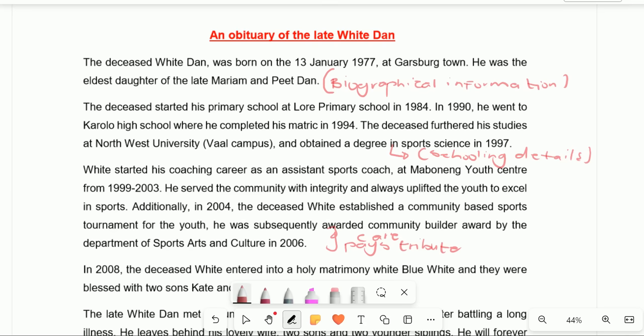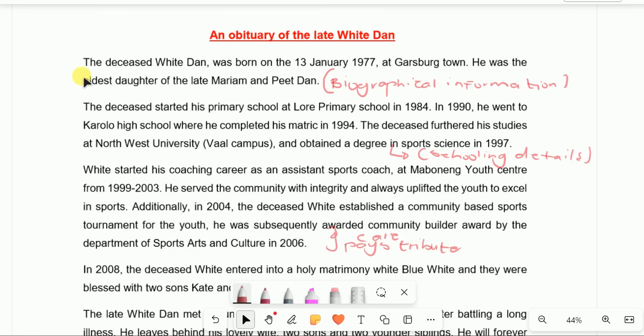What do we mean? In an opening paragraph, remember that an obituary is written differently, right? So I'm giving you my way. You may have your teacher's way, and then maybe you'll just use your own discretion as a learner which one is best suitable for you, or the one that you think is easier to understand.